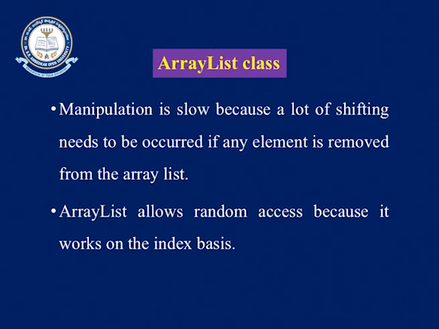ArrayList allows random access because it works on an index basis. It is a very basic point. If you have the knowledge about arrays in C, C++, Java, it maintains an index mechanism internally. So, the first element is identified with the help of the 0 index, the second element with 1, the third element with 2 and so on. So, the 10th element is identified with the index 9.